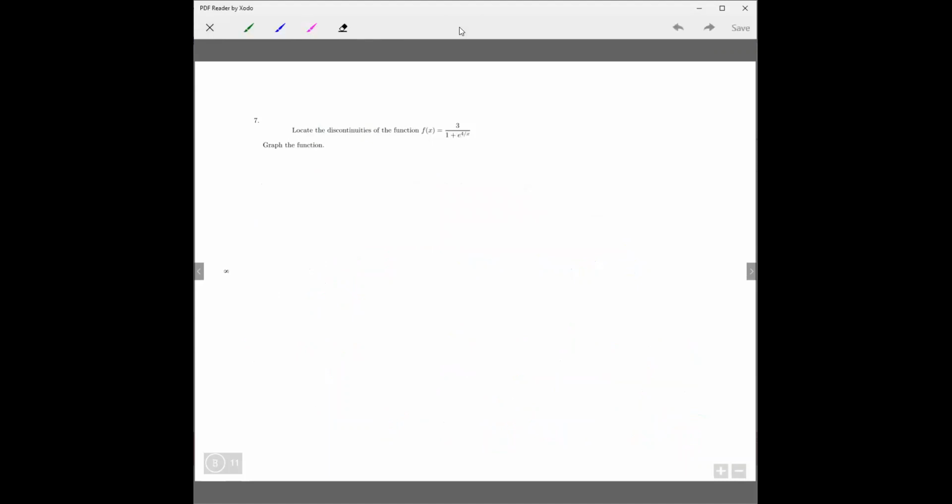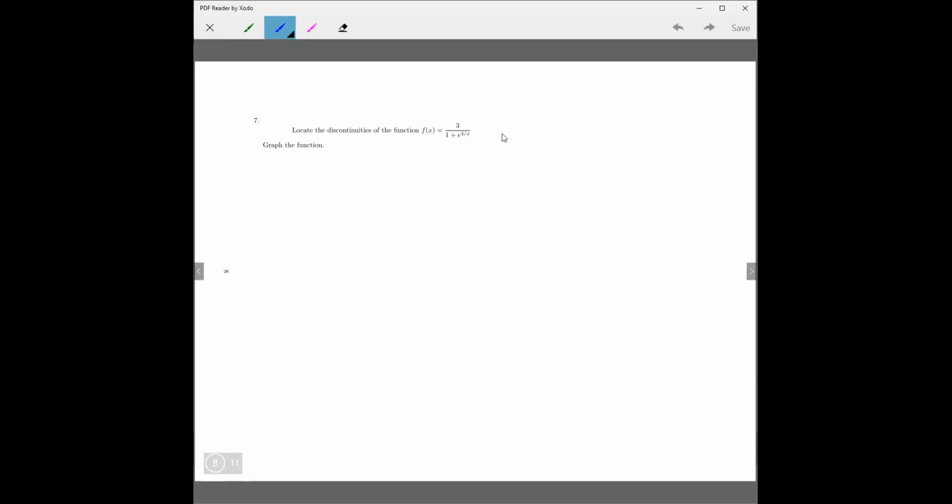Number 7, locate the discontinuities of the function f of x equals 3 over 1 plus e to the 4 over x, and then graph the function. Here, again, e to the x is exponential, 4 over x is rational, and 3 over something is rational. So this is a composition of functions that are continuous on their domain. So this is continuous everywhere on the domain, so it'd be everywhere except where it's not defined, which in this case is x equals 0.